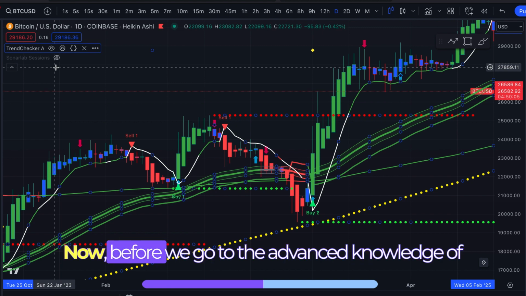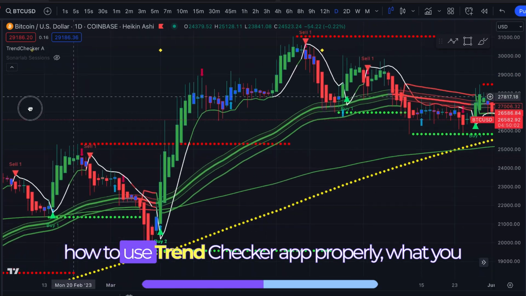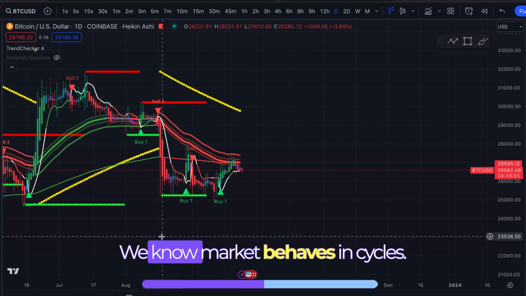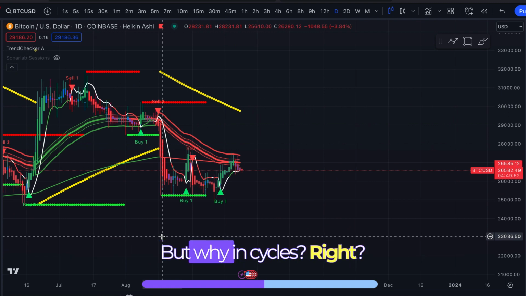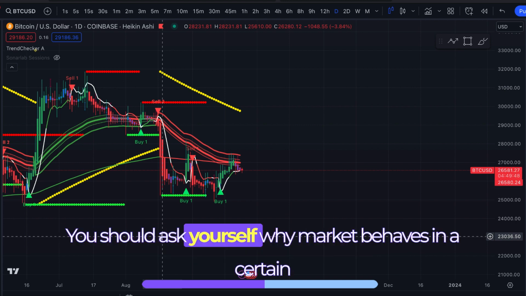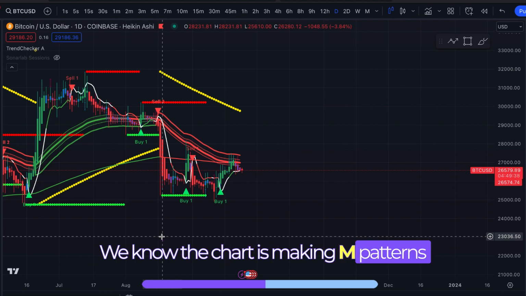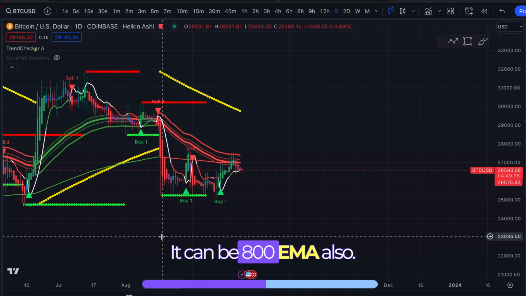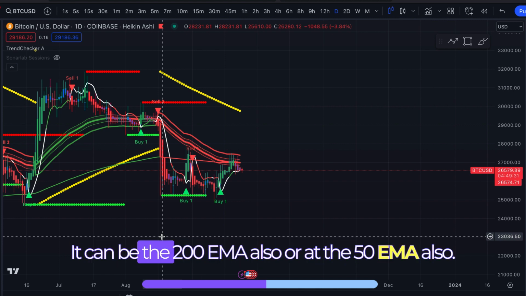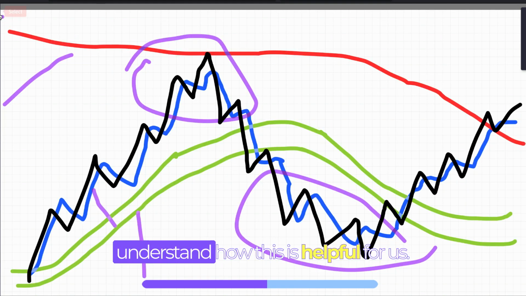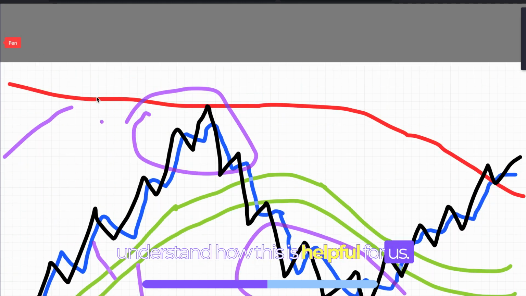Now, before we go to the advanced knowledge of how to use Trendchecker A properly, what you need to understand is how the market behaves. We know the market behaves in cycles, but why in cycles? You should ask yourself why the market behaves in a certain way at a particular point or zone. We know the chart is making M patterns and W patterns at specific EMA zones. It can be the 800 EMA, the 200 EMA, or the 50 EMA. Now let's go to the drawing pad and understand how this is helpful for us.